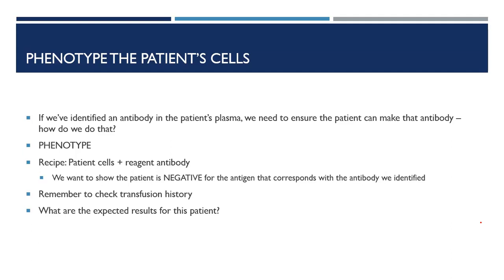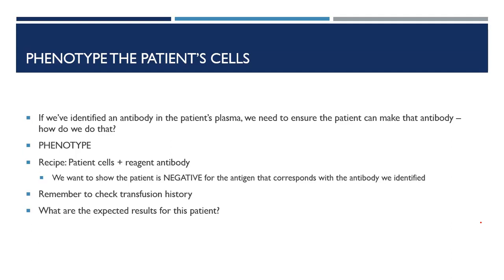We found the antibody in his plasma. Now we need to show the presence or absence of the big C antigen on his cells. So our recipe here is we use the patient's cells plus a reagent antibody. So in this case we need to use a commercial anti-big C antisera to test the patient's cells. Now make sure that when you're performing a phenotype or you're doing antigen typing on the patient's cells, look at the package insert to see what procedure you need to follow to complete the phenotype.